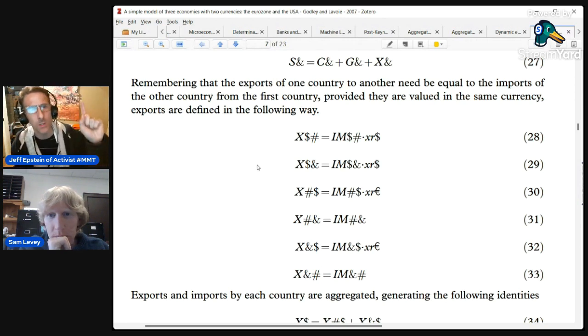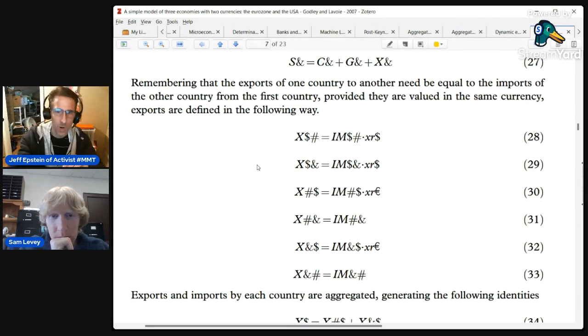Exports from the U.S. to hashtag Euro country equals the imports from hashtag country to the US times the exchange rate from the dollar point of view. Oh my gosh. Okay. The exchange rate from the dollar point of view. How do you even say that? The exchange rate from the dollar point of view.